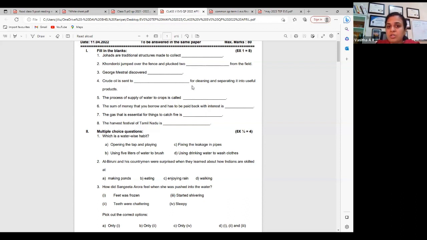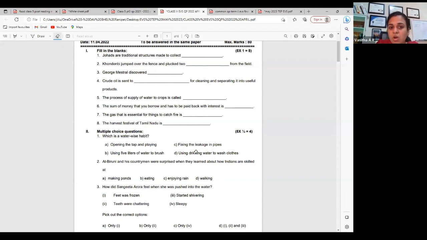Crude oil is sent to dash for cleaning and separating it into useful products. It is a refinery. And then the gas that is essential for things to catch fire. Oxygen. So children will not be confused. Maybe if the question had stopped at the gas that is essential for living things, that would be an ambiguity. But the question has continued to catch fire. So that would be oxygen.